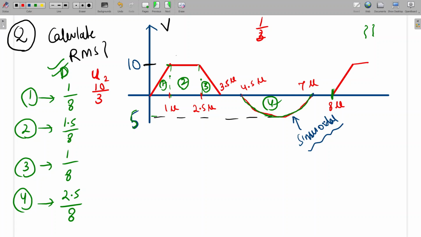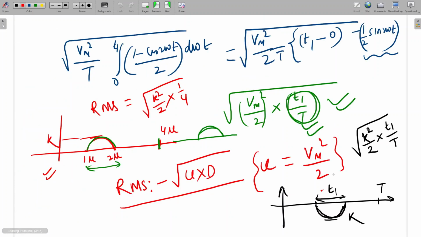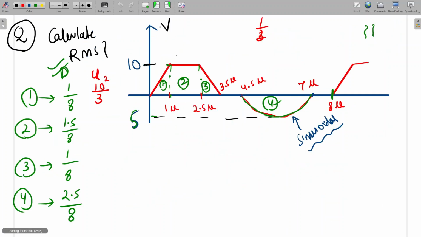So I have defined the U value for different kinds of waveform. What will be the value of U for a triangular waveform? For a sinusoidal waveform, what have I derived? U is peak square by 2. Similarly, for a triangle waveform, U is peak square by 3. For a constant, the value of U will be peak square. So for this one, from here to here it is constant, and here to here it is constant, so U will be 10 square.